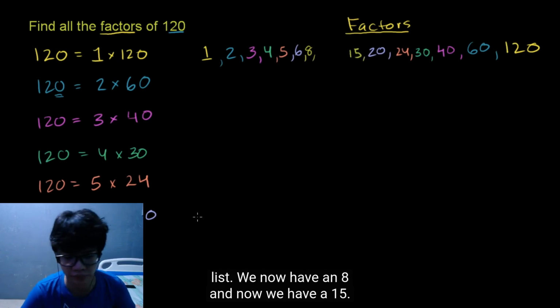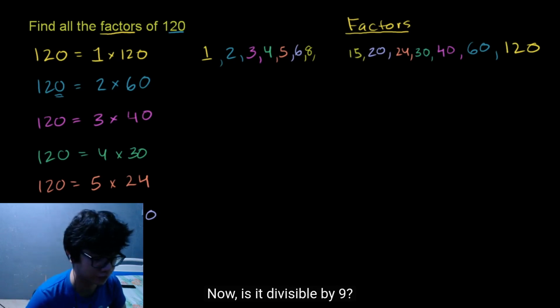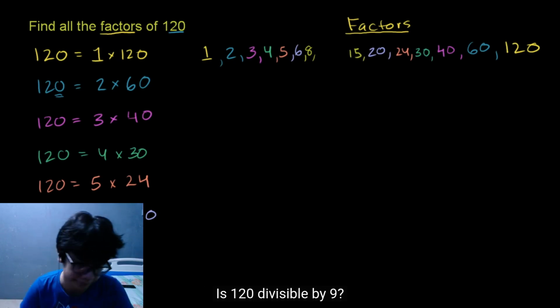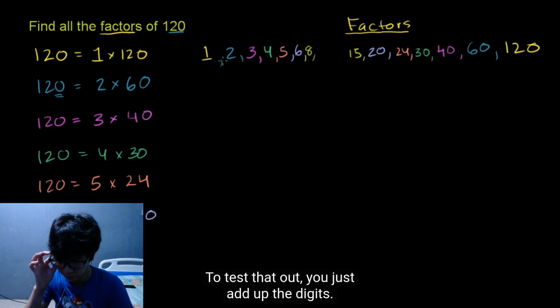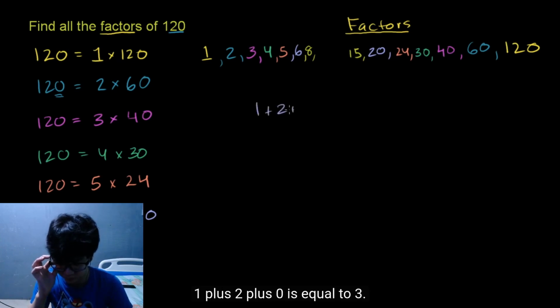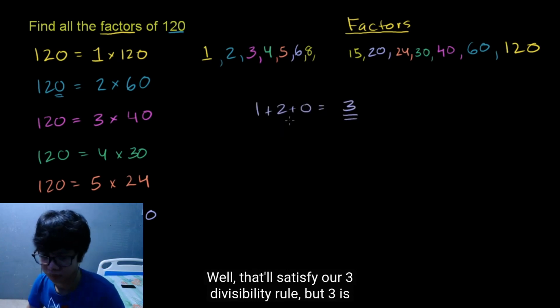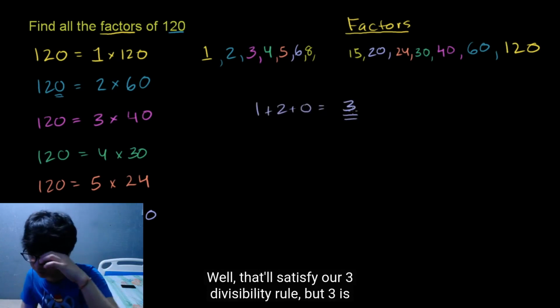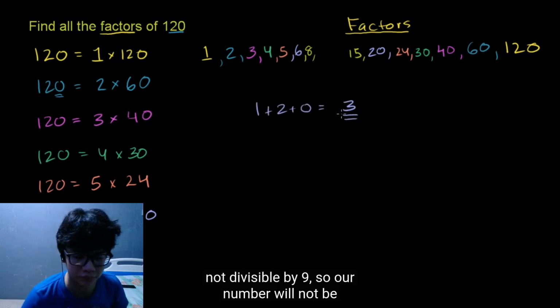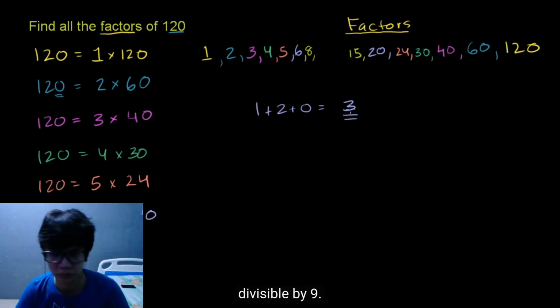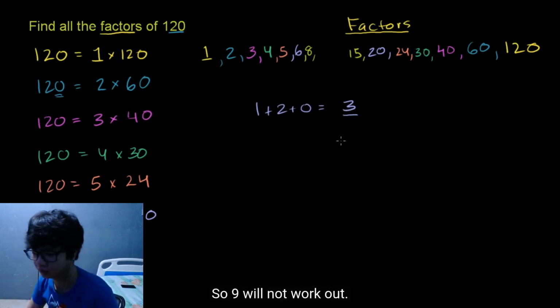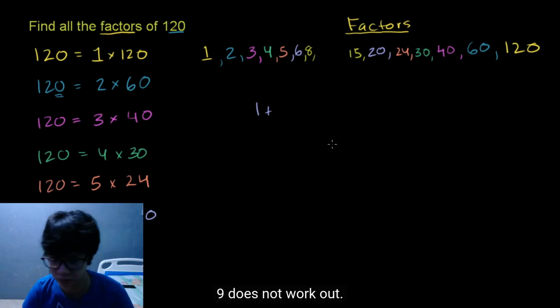Now, is it divisible by 9? Is 120 divisible by 9? To test that out, you just add up the digits. 1 plus 2 plus 0 is equal to 3. Well, that satisfies our 3 divisibility rule, but 3 is not divisible by 9. So our number will not be divisible by 9. So 9 does not work out.